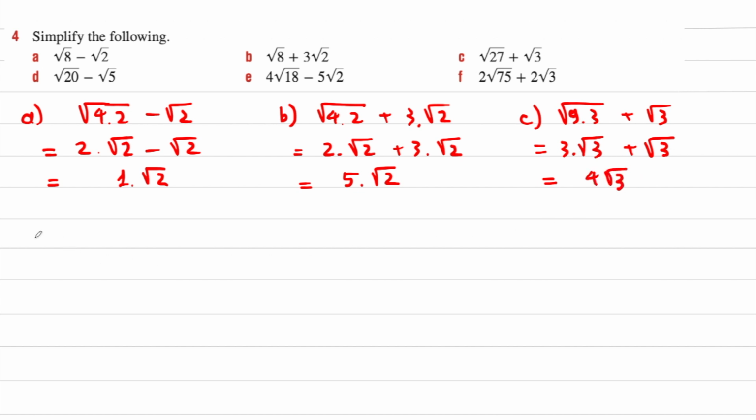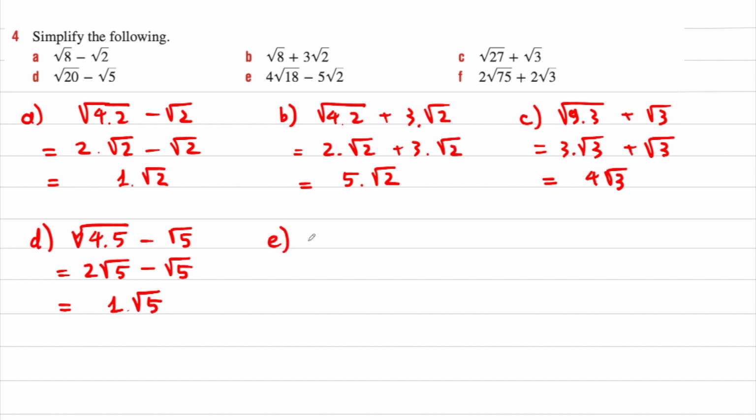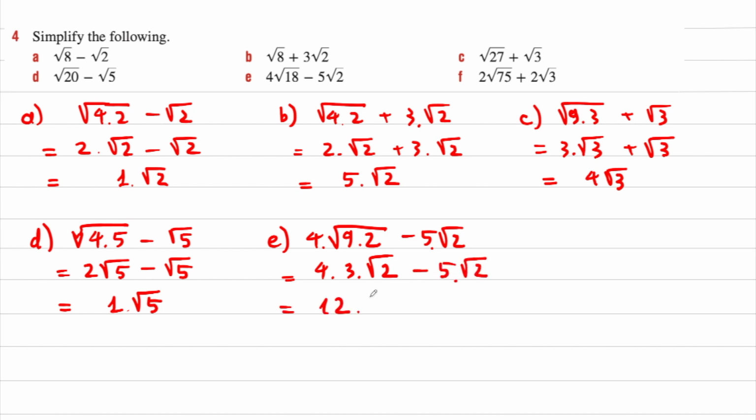4 square root 3. Question D, 20 becomes 4 times 5. 20 equals 4 times 5, and then 2 outside the square root minus square root 5 equals 1 square root 5. Question E, you have 4 and 9 times 2 equals 18. Minus 5 times square root 2. Here is 2, here is 3, 4, 3, and square root 2. Minus 5 square root 2. This one you get 12, and minus 5 equals 7. 7 square root 2, like this.